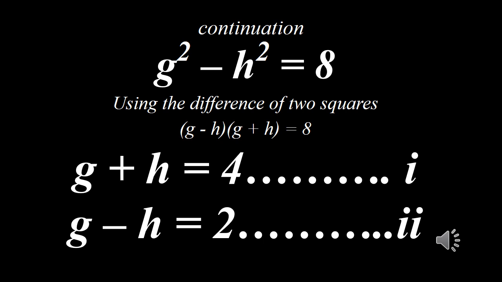Now g squared minus h squared equals 8. We use the difference of two squares method to solve this. So we have (g minus h)(g plus h) equals 8. So equation 1 will be g plus h equals 4, because 4 times 2 is 8, and g minus h equals 2. So that will give us equation 1 and equation 2.